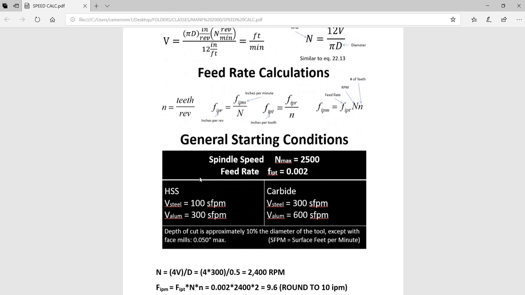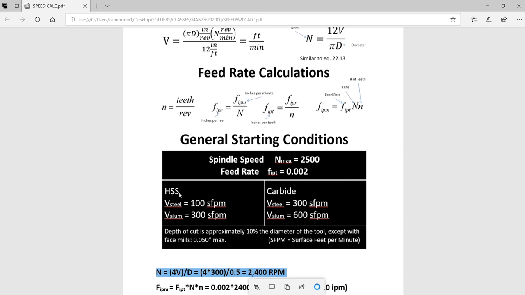So let's calculate the spindle speed that we need for a high-speed steel cutter cutting through aluminum. We're going to assume that we're using our standard 2-flute, half-inch diameter cutter, the one that we usually use on the mills. If we look at our equation here, it's 4 times V, where V is our surface speed.